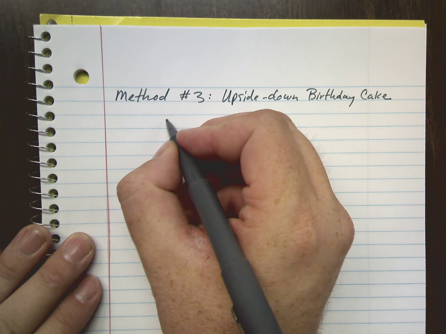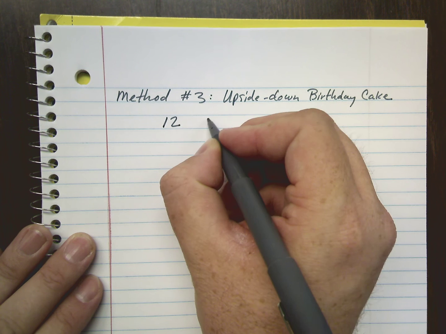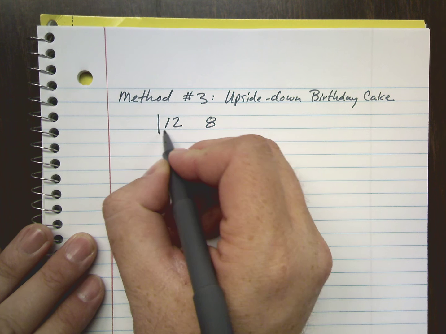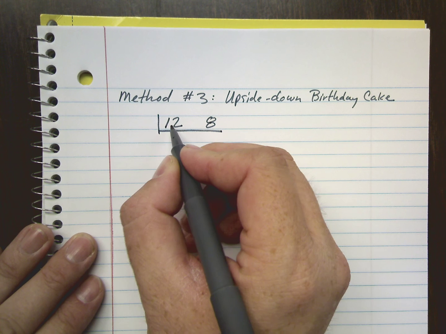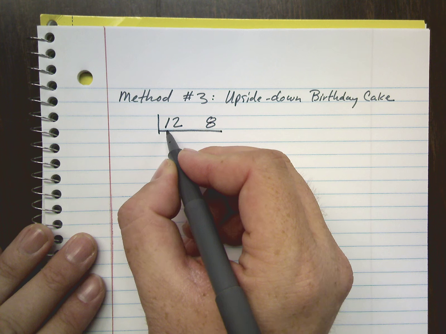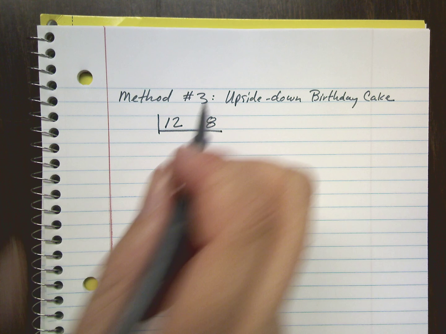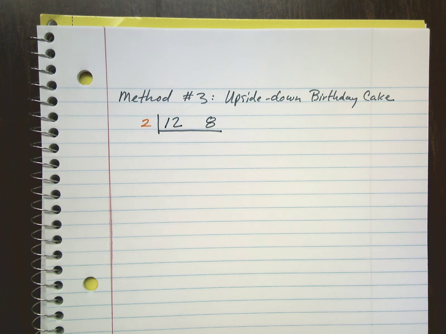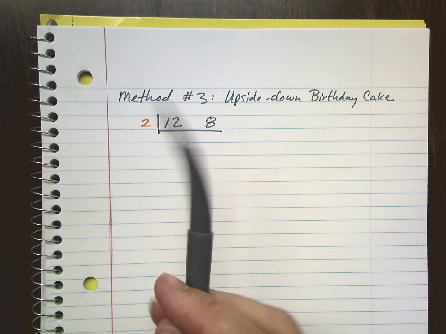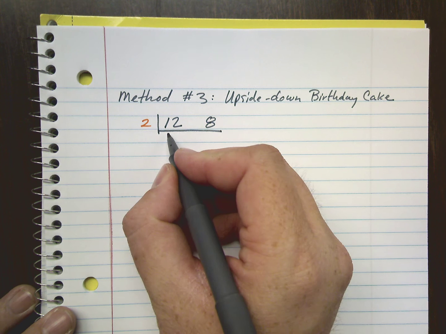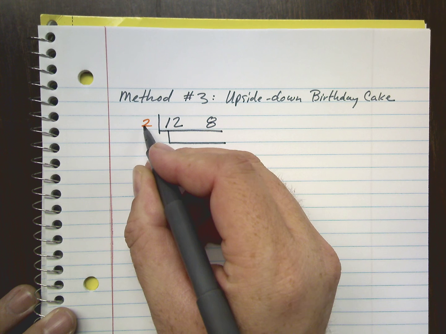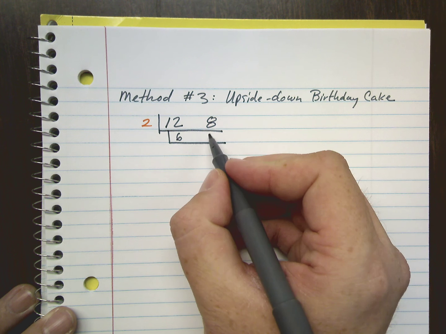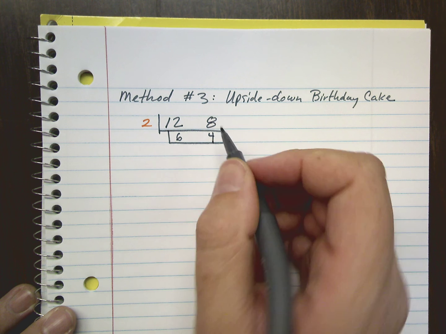So I have my two numbers again. I have 12 and I also have 8. And like we did before, we're going to use the distributive property to pull out a common factor for 12 and 8. So I know they're both even, so I'm going to pull out a common factor of 2. And so when I pull out a common factor of 2, this 12 becomes a 6 because 2 times 6 is 12, and I know that 2 times 4 is 8.